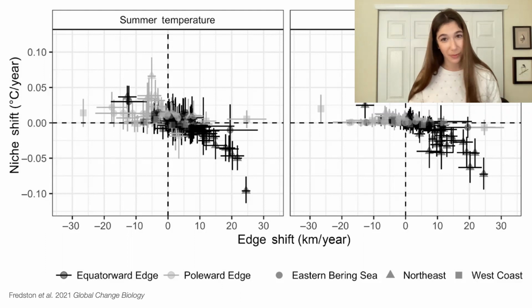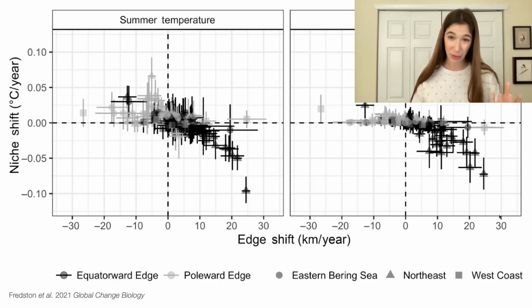This is a figure from some of my previous work on the dynamics of range edges under climate change from around the oceans. The x-axis shows where the edge shifted over time. Each dot is a different range edge. And if it's to the right of this zero line, a positive value, that means it shifted toward the poles, which is the direction that we'd expect based on warming. If it's to the left, it shifted toward the equator.